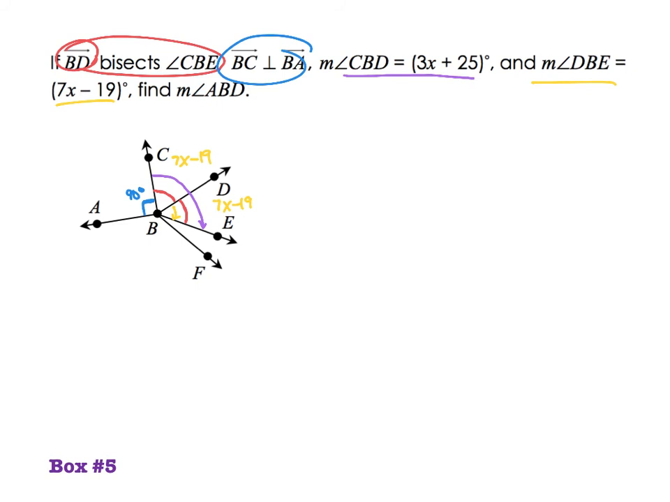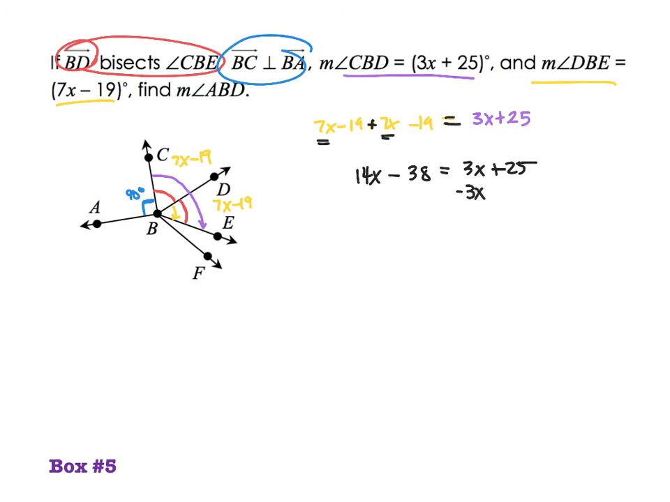That means if I have 7x minus 19 plus 7x minus 19, that equals the whole thing, which happens to be the purple. The purple, remember I told you, is the whole thing, which is 3x plus 25. Okay? Hopefully you guys are with me so far. So let's go ahead and solve this. Combine like terms. So I have 14x minus 38 equals 3x plus 25.